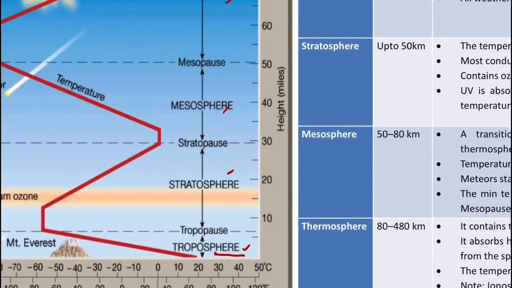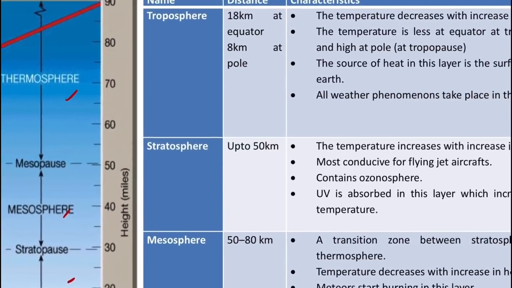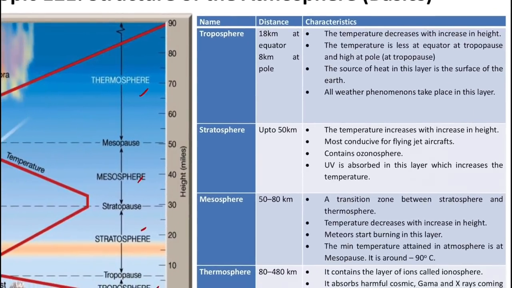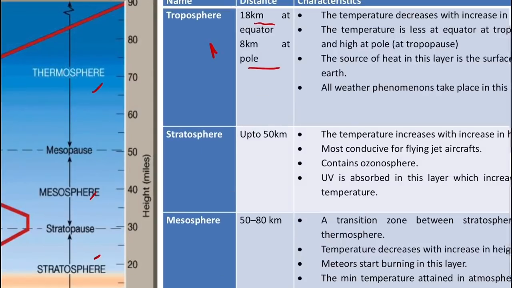So we'll try to know the different layers. The first one is the troposphere. Generally it is 18 kilometers at the equator and 8 kilometers at the pole. So the first important fact we have to know is this difference in the average thickness of the troposphere, as we can see here: 18 kilometers at the equator and 8 kilometers at the pole.